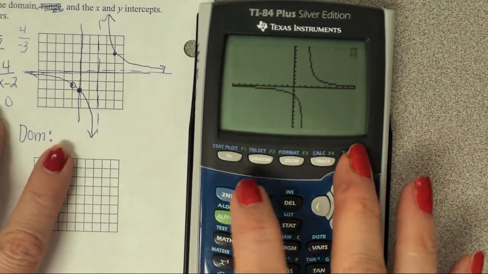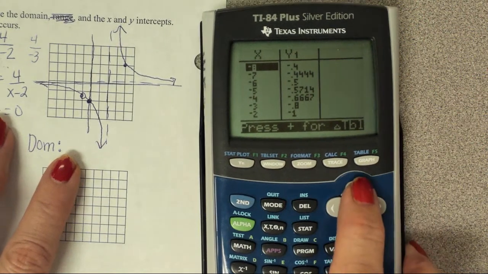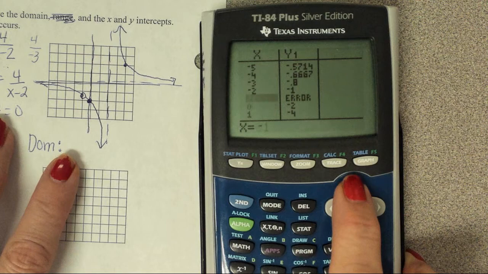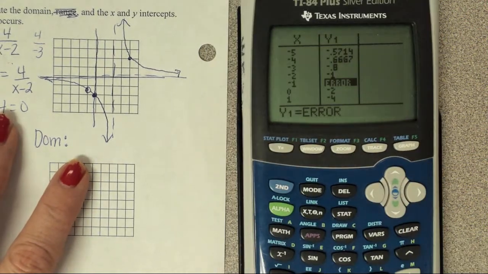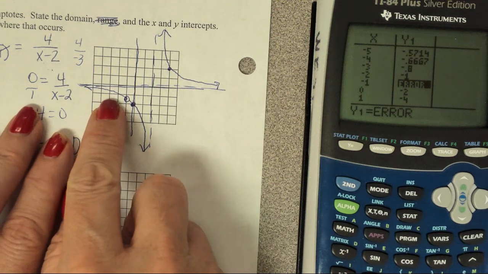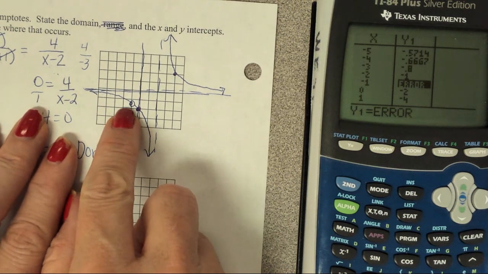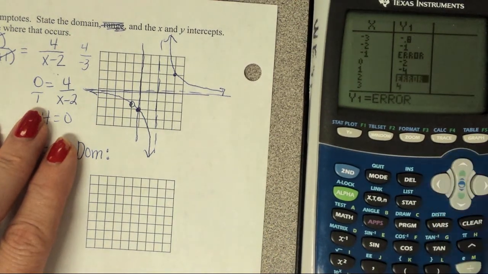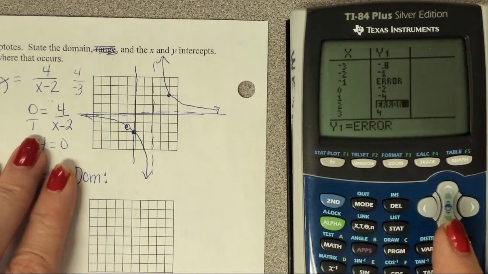Now I want you to look at this for a minute. When I look at my table of values, can you see right here, look at that, error. Why would it be that at -1 it's giving me an error? What happens at -1? There's a hole, right? Also, look what happens at 2. Why are we getting that error?